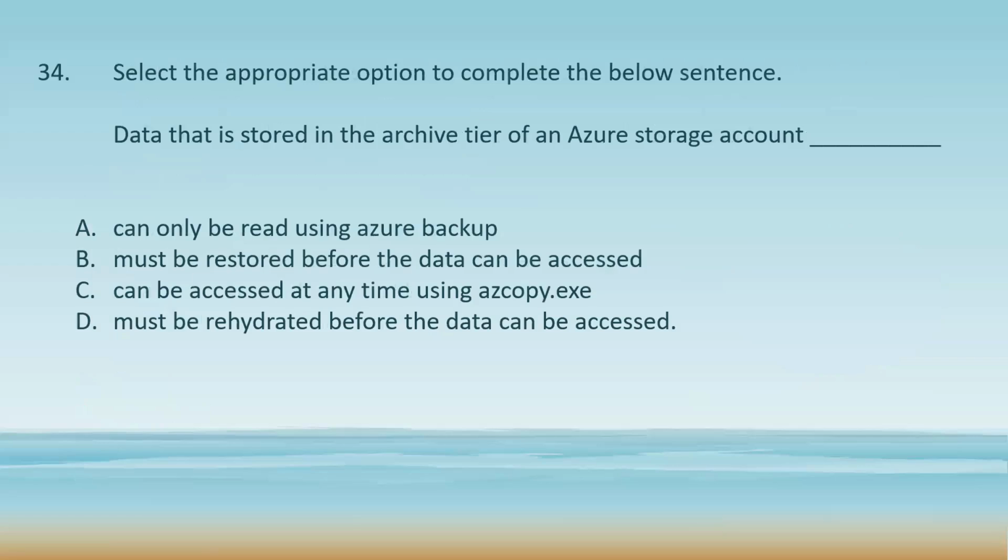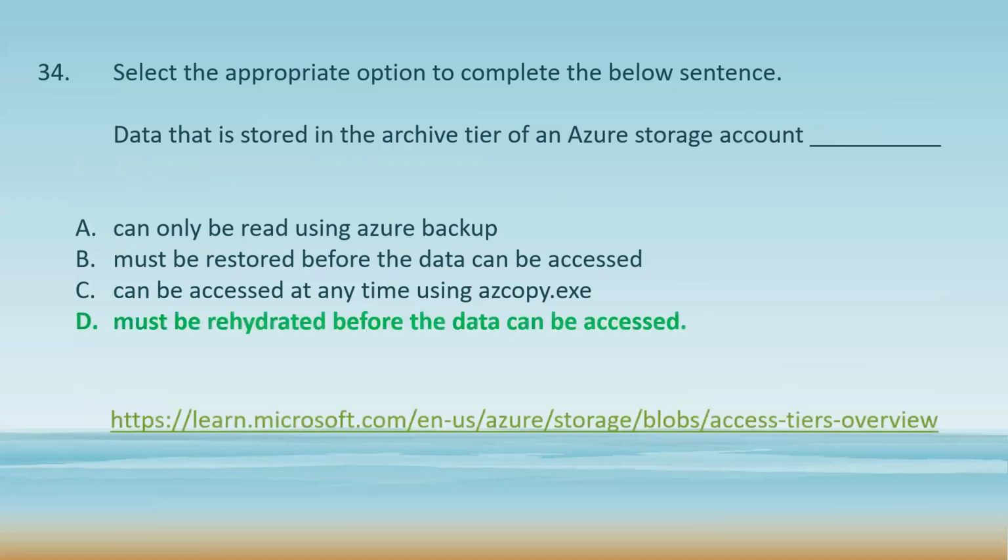Select the appropriate option to complete the below sentence. Data that is stored in the archive tier of an Azure storage account. Your options are: can only be read using Azure Backup, must be restored before the data can be accessed, can be accessed at any time using azcopy.exe, must be rehydrated before the data can be accessed. So the right option is option D. Data must be rehydrated before the data can be accessed.